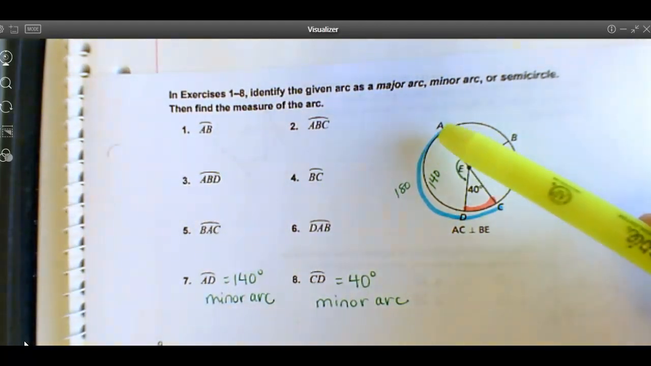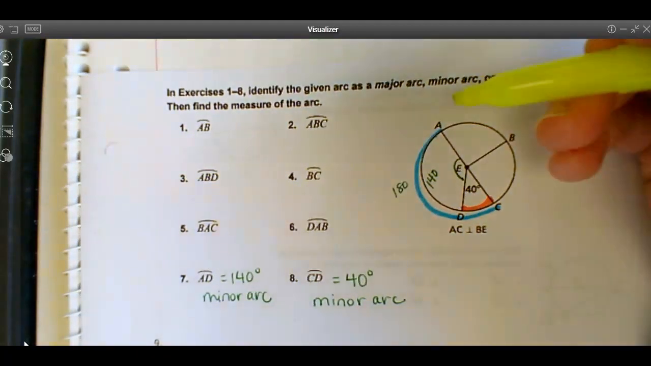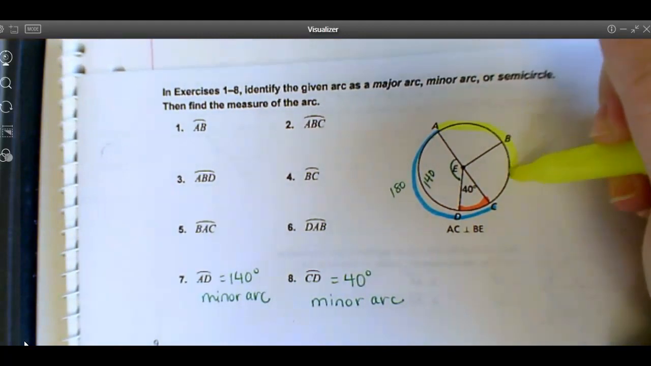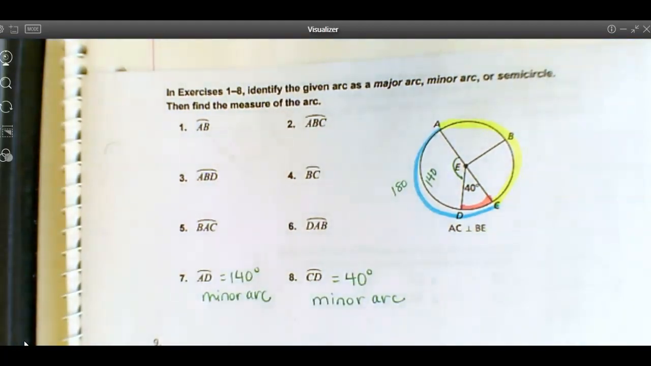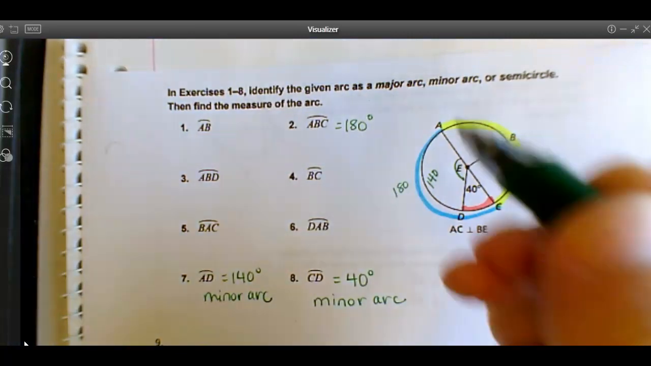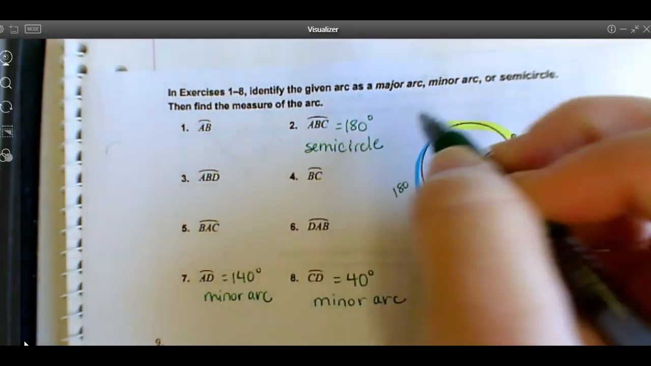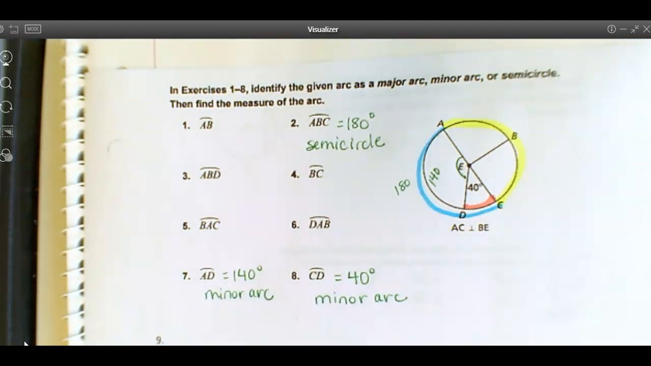Now, I just told you ADC was 180. But guess what? ABC is also 180 because that's the other part of that semicircle. So that's this one right here. This is 180, and that's a semicircle. So it's not a major or minor arc, that's just a semicircle.